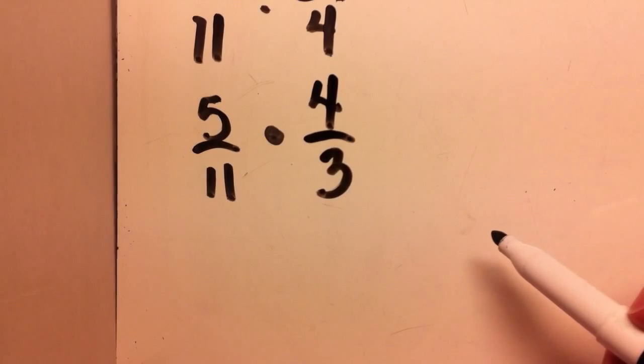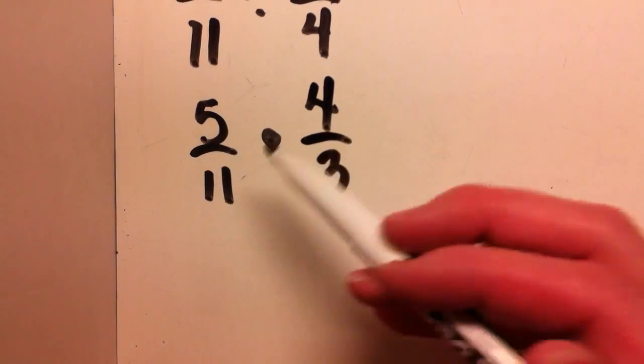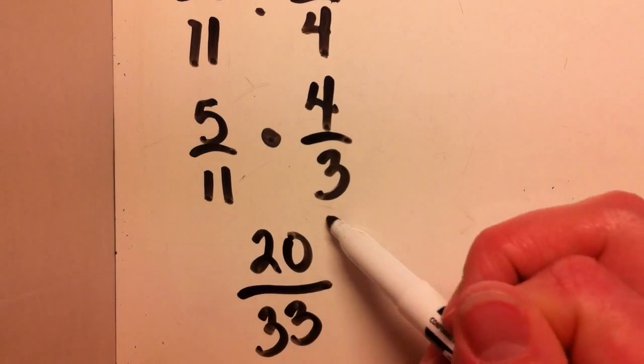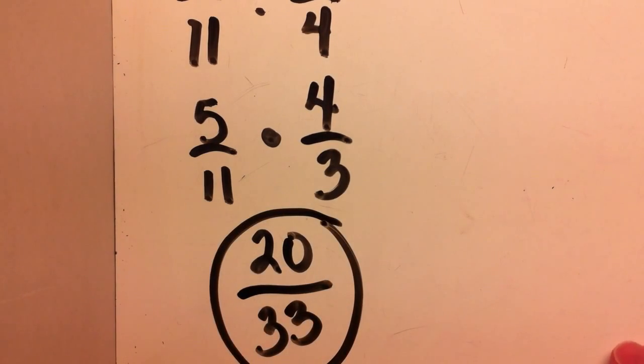Again, I can't do any cross cancellation. So 5 times 4 is 20. 11 times 3 is 33. 20/33. That's our answer.